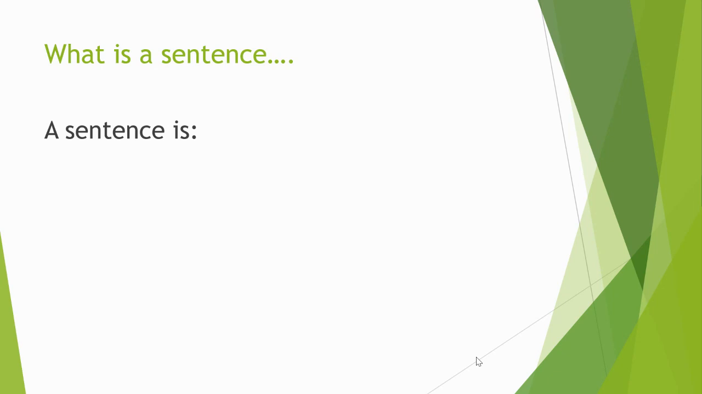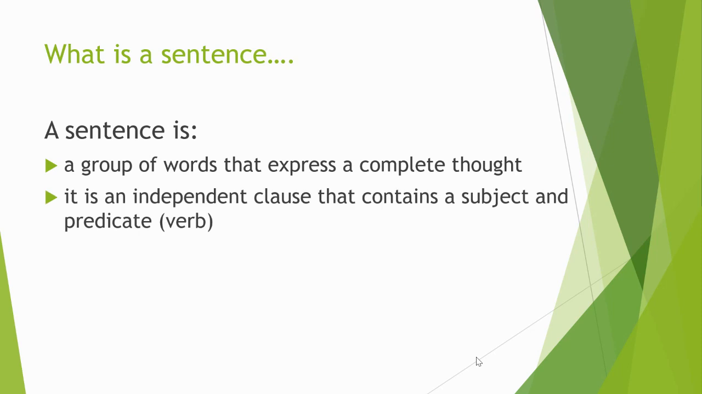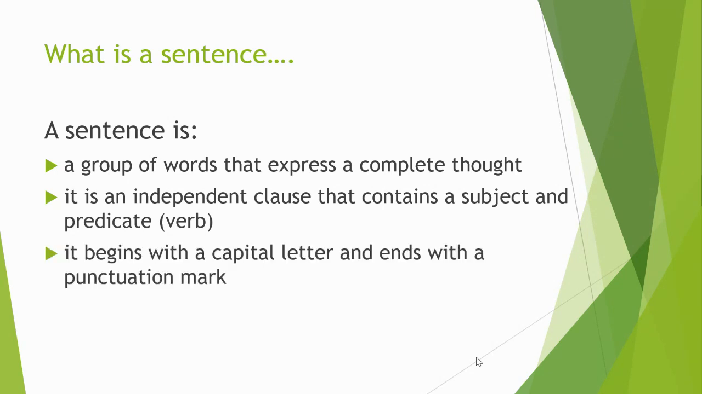There are three things that we can use to help us identify a sentence. The first one is it's a group of words that express a complete thought. It is an independent clause that contains a subject and a predicate, also known as a verb, and it begins with a capital letter and ends with a punctuation mark, either a period, a question mark, or an exclamation point.